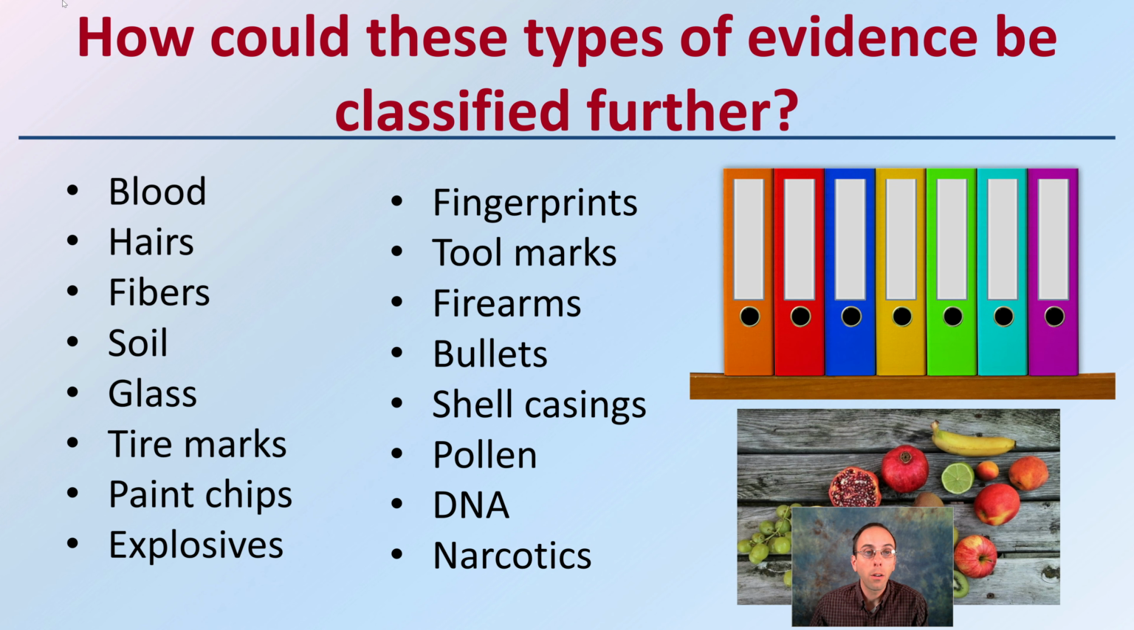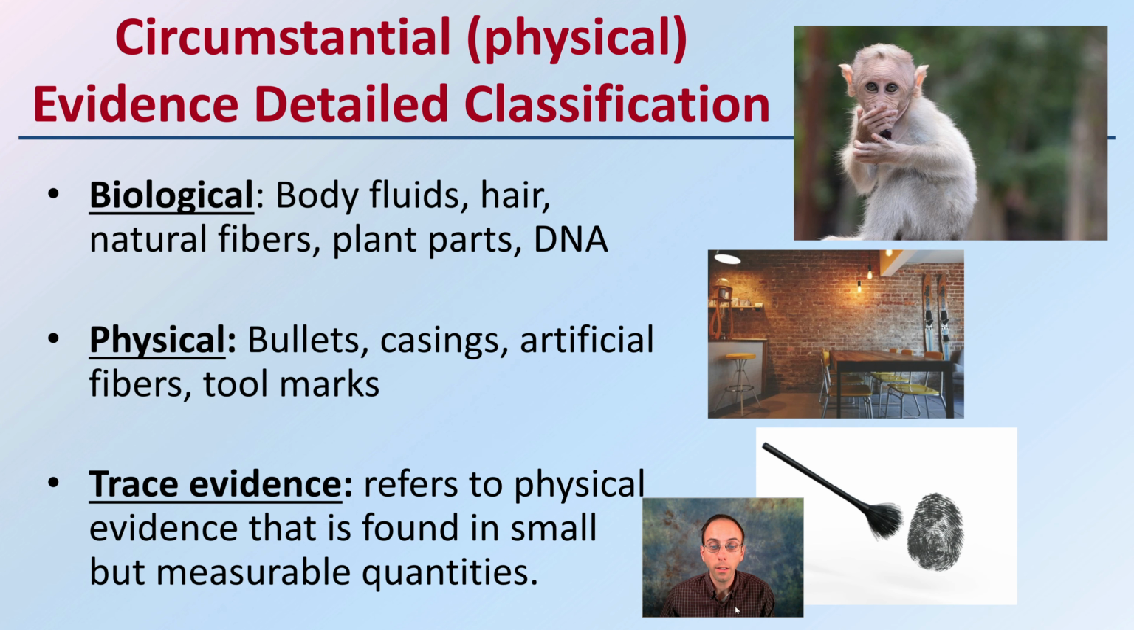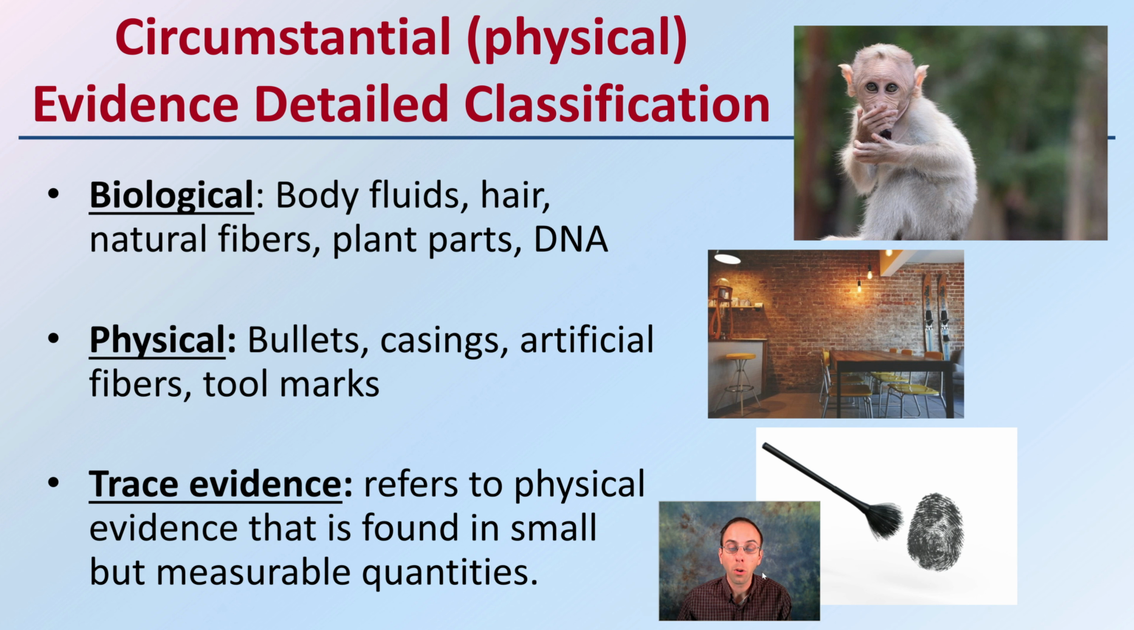Now, if we look here, how could these types of evidence be classified further? If we have all these different types, these fingerprints, tool marks, blood, soil, glass, tire marks, how could we go about classifying these? Again, be thinking about these as things that could be collected at a crime scene. How do we potentially classify them? Well, here are some examples of broad forms of classification. We get that circumstantial or physical evidence and detailed classifications.